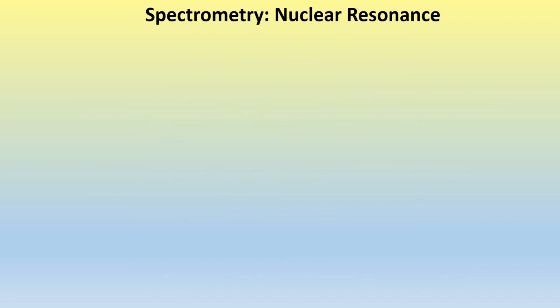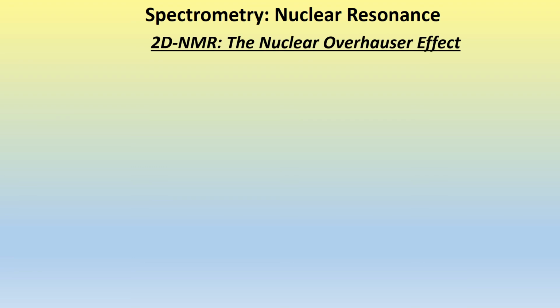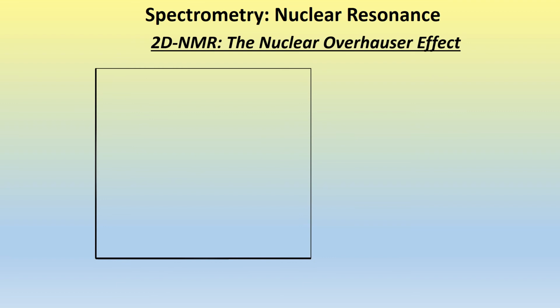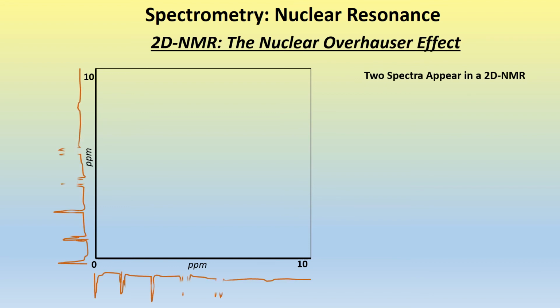A two-dimensional NMR utilizing the nuclear Overhauser effect is plotted in a box. Two spectra appear on the x-axis and the y-axis of the box. As you see, they are identical in composition and spacing, but are mirror images of each other.